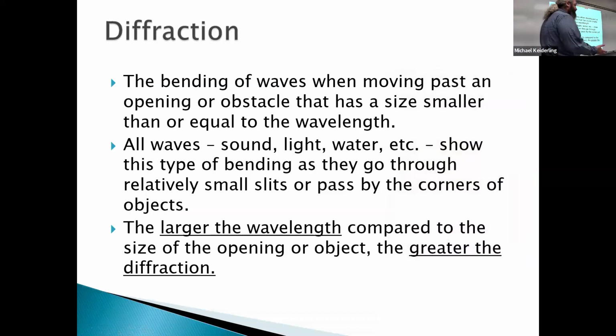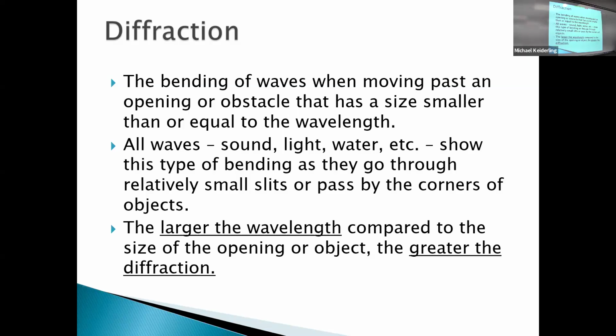Now, when waves hit a corner or pass around an object, they bend. So when we're moving past an opening or an obstacle that has a size smaller than or equal to the wavelength, waves will bend. All waves, light, sound, water, etc., show this type of bending as they go through relatively small slits or pass by the corners of objects. And the larger the wavelength compared to the size of the opening or the object, the greater the diffraction.